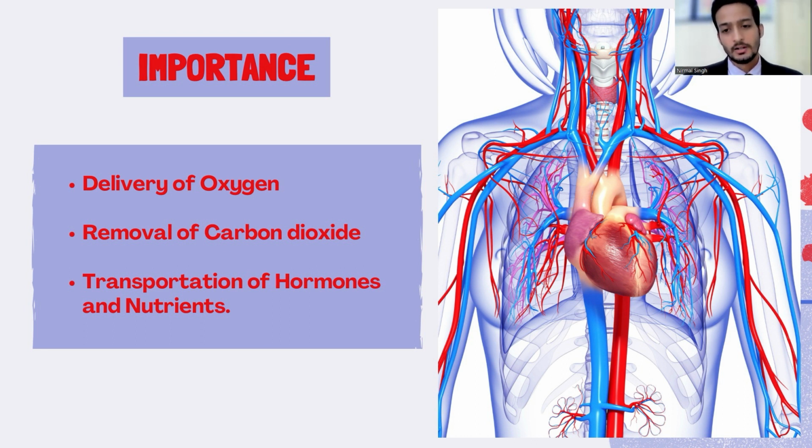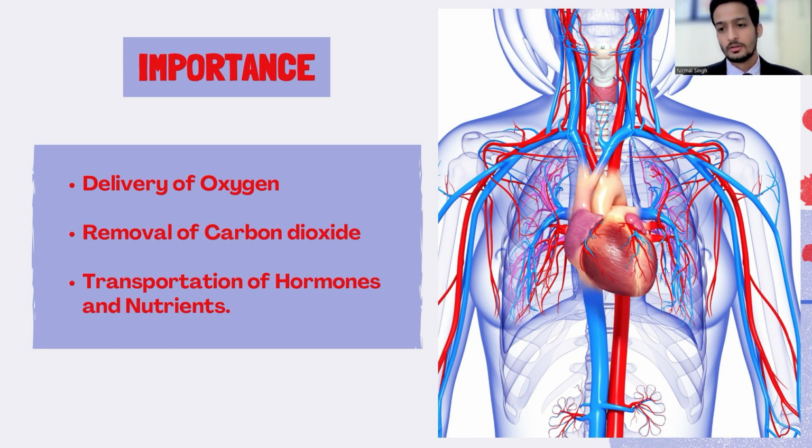So, the blood transports oxygen to each cell of the body. It removes carbon dioxide from the body. It transports several hormones and nutrients such as the vitamins, proteins, fats, sugars, and many more to different parts of the body.